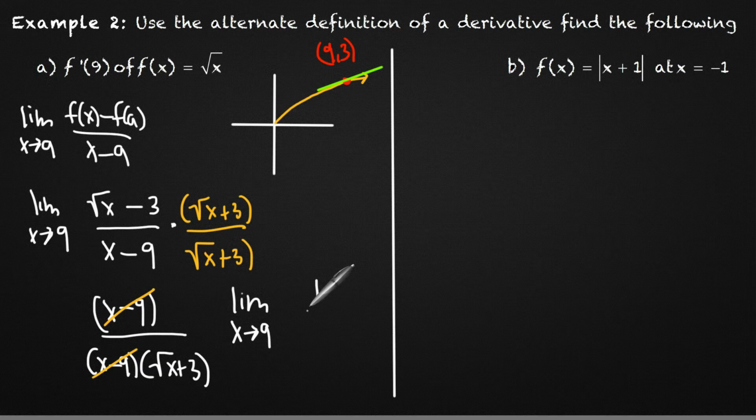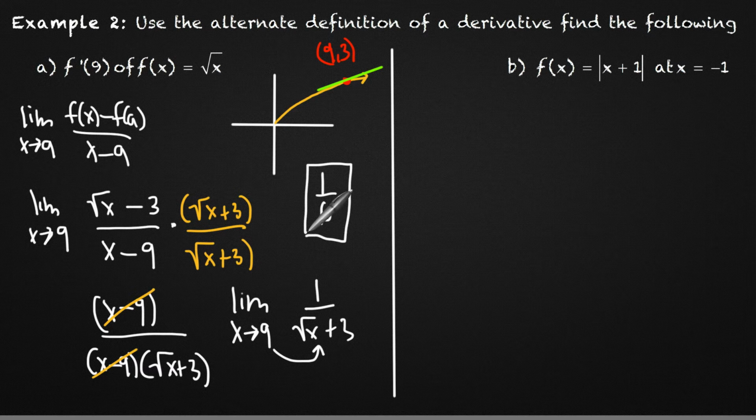So you're going to have 1 over the square root of 9. So let me write this out. Root x plus 3. So now the 9 goes there. So root 9 is 3, so it's going to be 1/6. That is your slope.